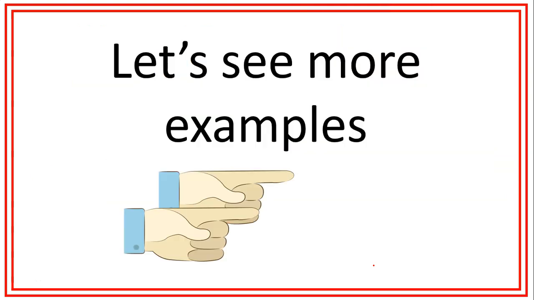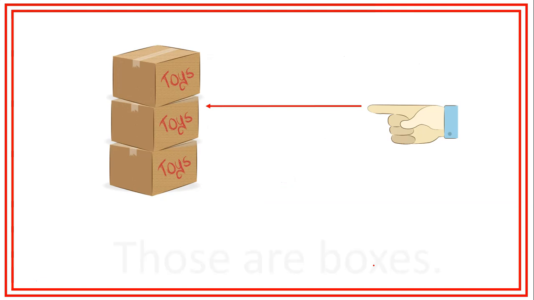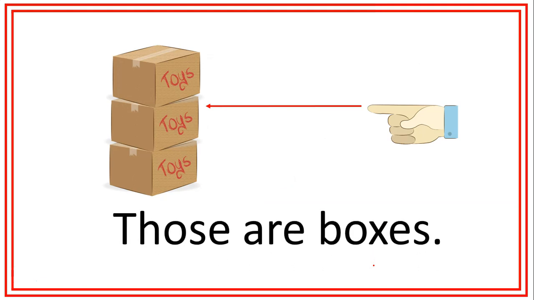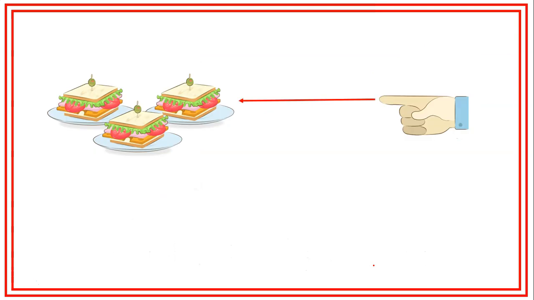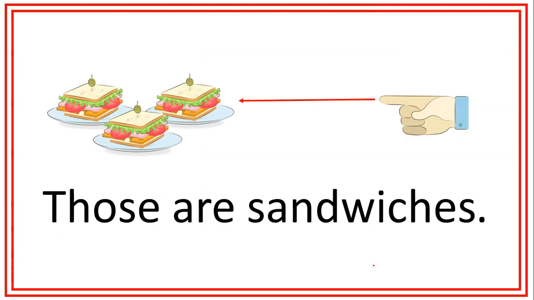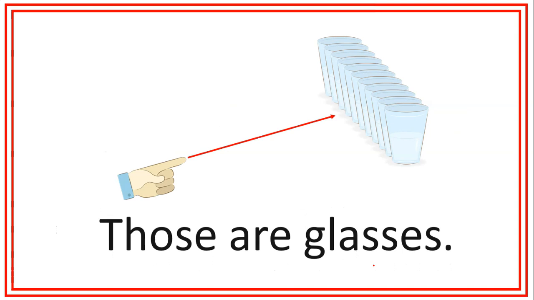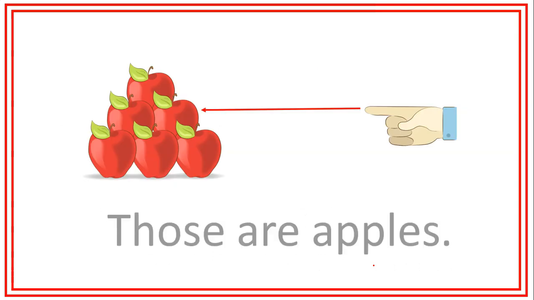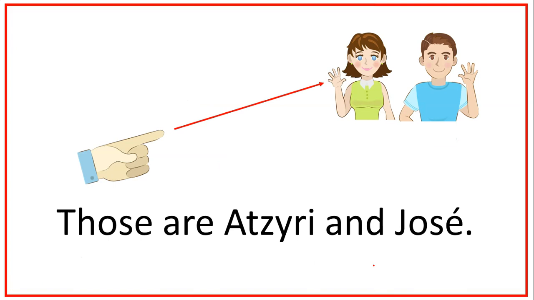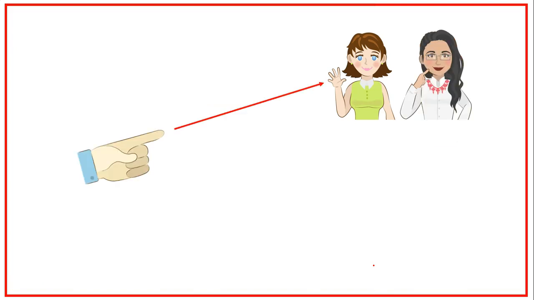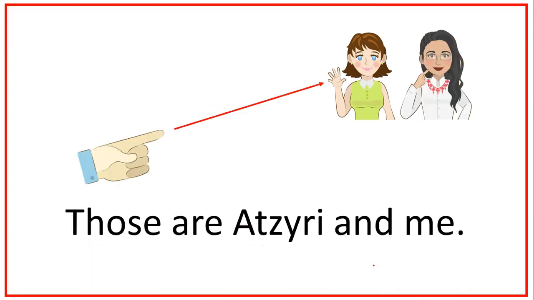Now, let's see more examples. Those are boxes. Those are plates. Those are sandwiches. Those are glasses. Those are apples. Those are at City and Jose. And those are at City and me.